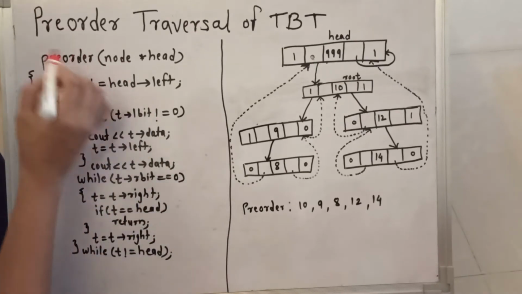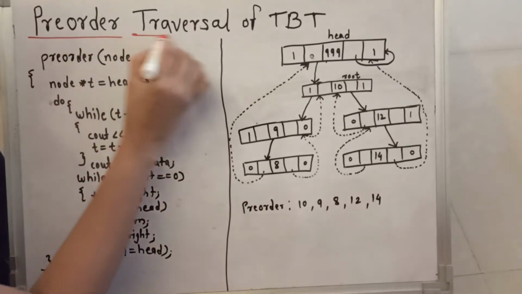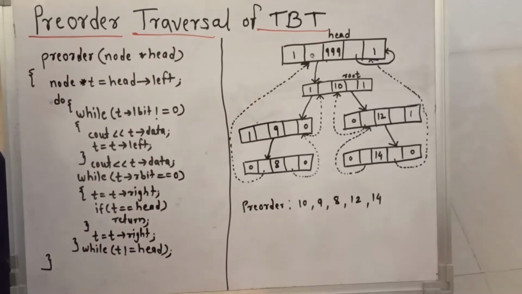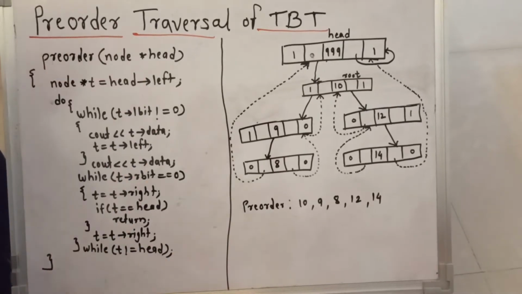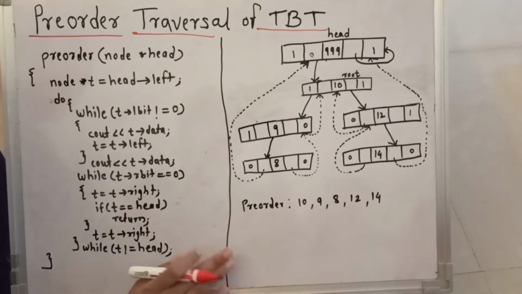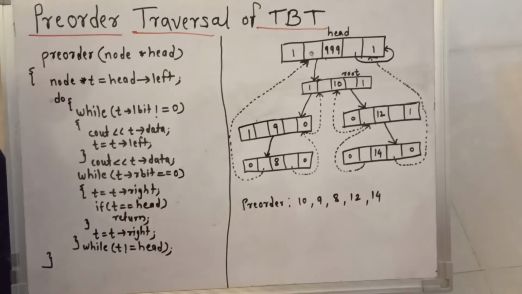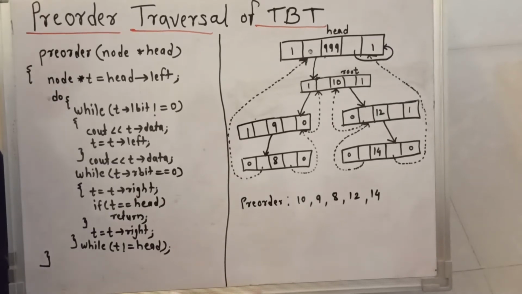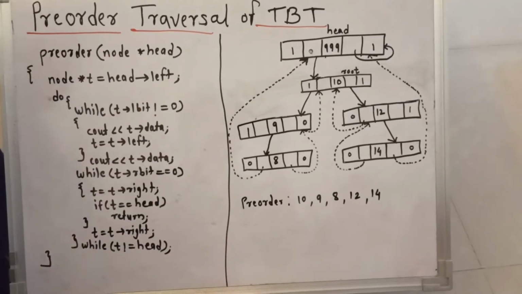Today we will see the concept of pre-order traversal of a TBT. In the last video we have seen the in-order traversal of a TBT. Now today we will see the pre-order traversal of a TBT. So we have already seen how to create the TBT, what are the advantages of the TBT, and how to do the in-order traversal. So today we will directly start the pre-order traversal.